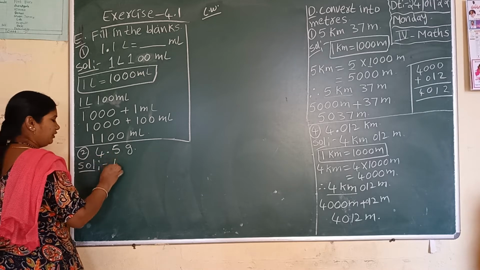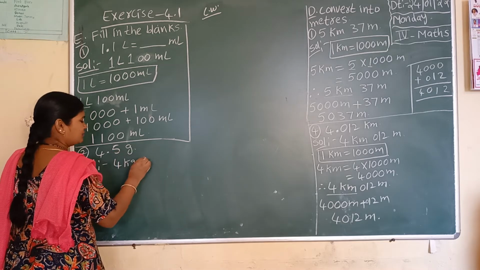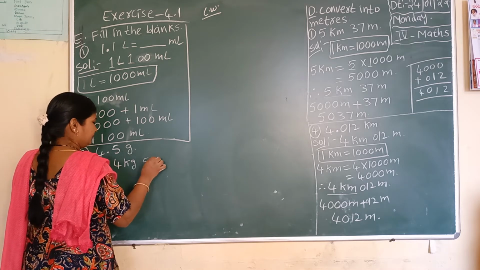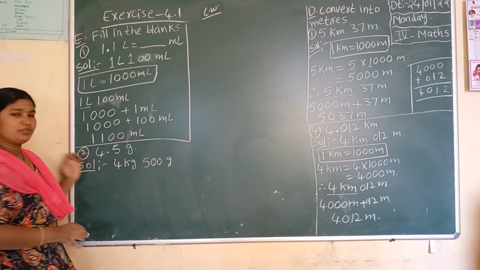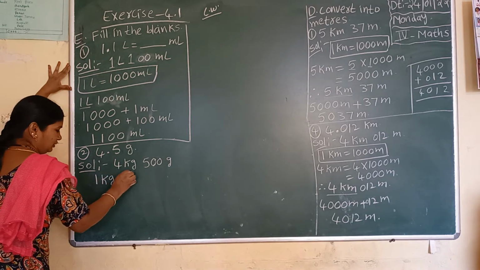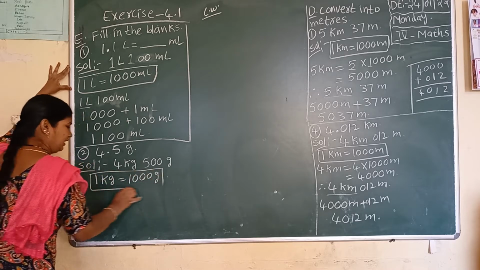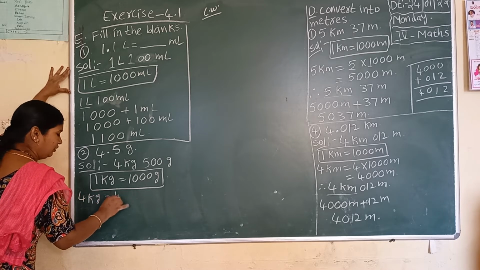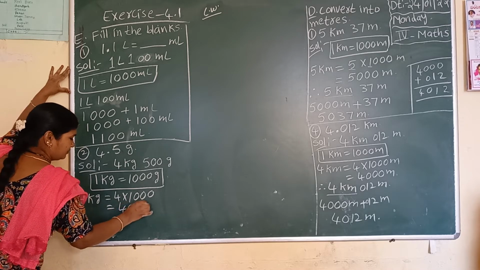Here, the point before means it is 4 kg, and 5 grams means it is equal to half a gram. Half a gram means 500. Now you have to convert these kilograms into grams. 1 kg equals 1000 grams. Now convert 4 kg: 4 kg equals 4 into 1000. You are getting 4000 grams.